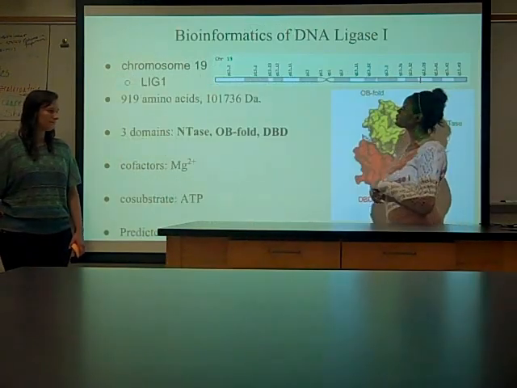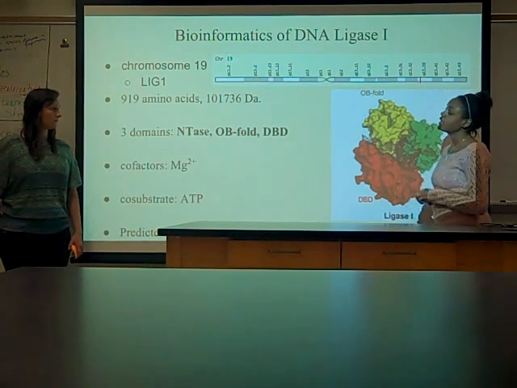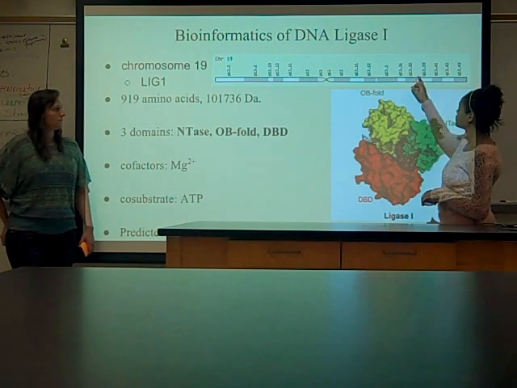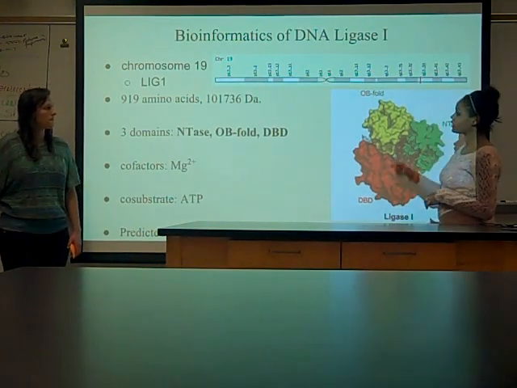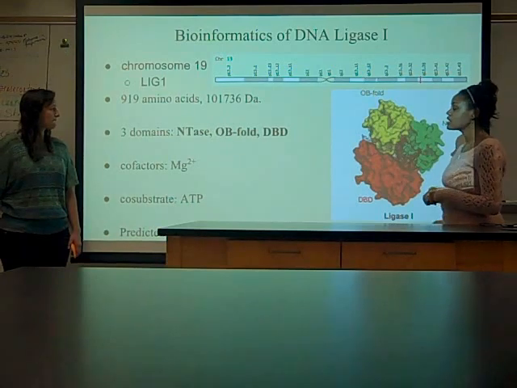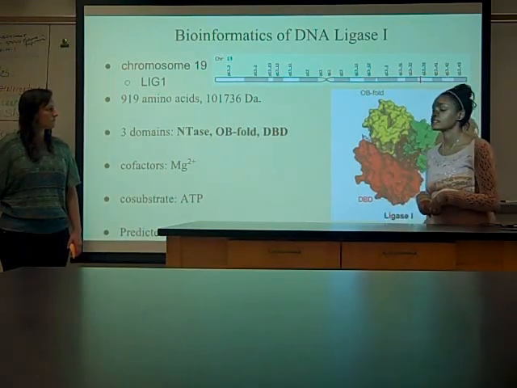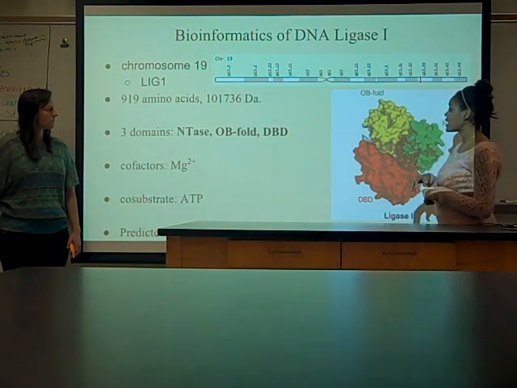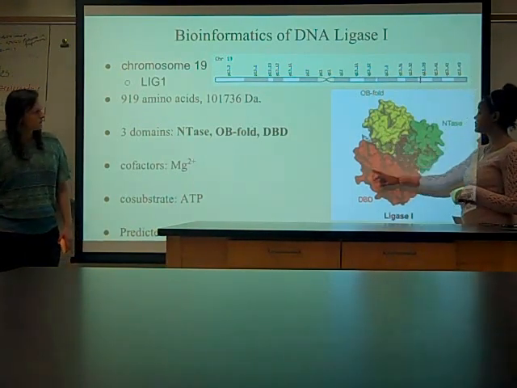So some bioinformatics of DNA Ligase I. It's found on chromosome 19 and is denoted as the LIG1 gene. It's found in this area on the chromosome. It is made up of 919 amino acids and is 101,736 daltons. It's made up of 3 domains: NTase, OB fold, and DBD.